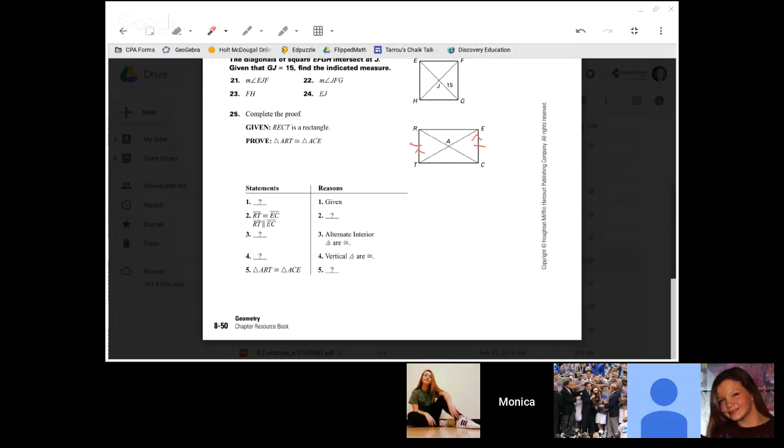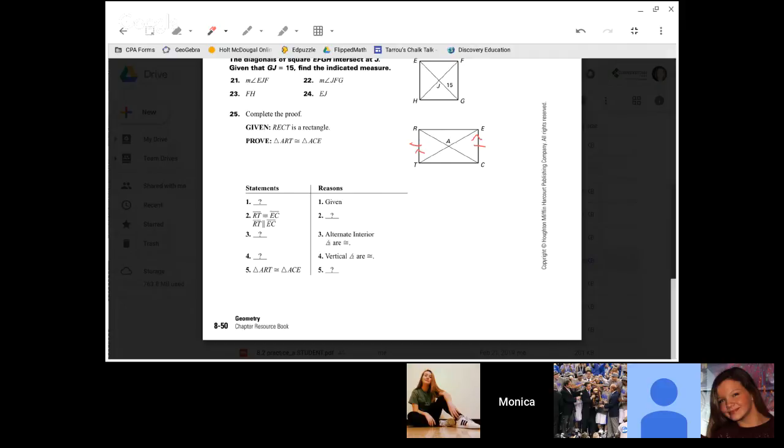So it's not quite a theorem. This one is because of the definition of a rectangle. Does that make sense? So now if you look at number 3, the reason is that alternate interior angles are congruent.